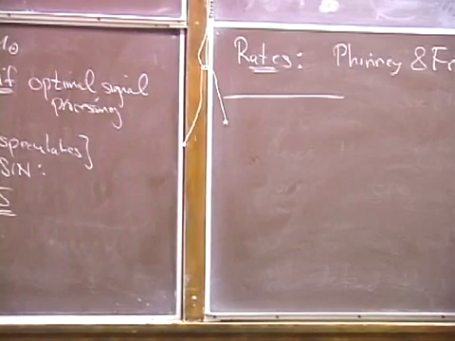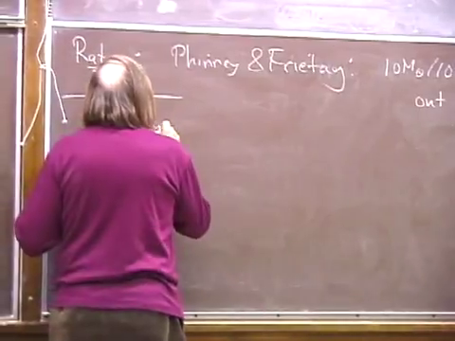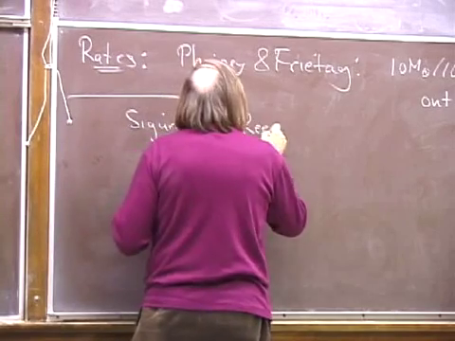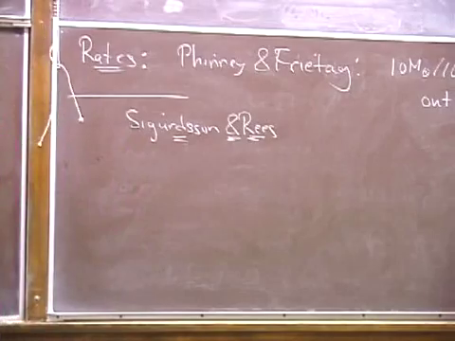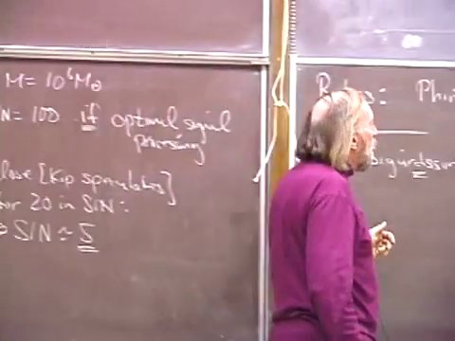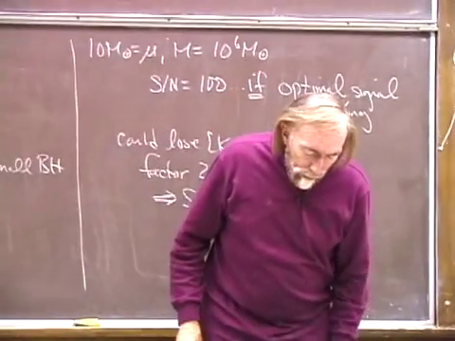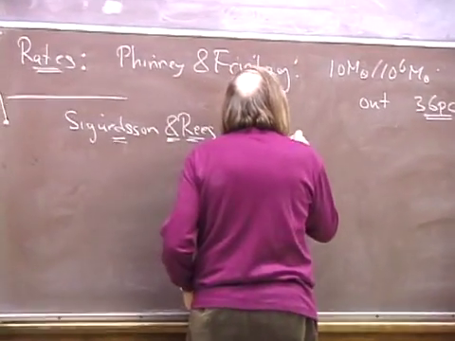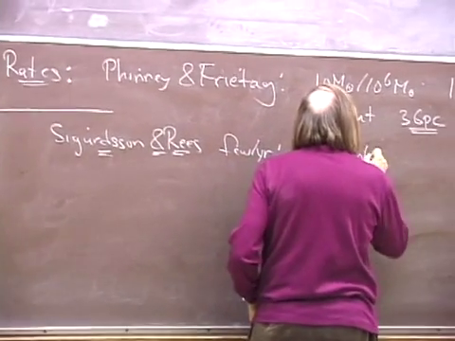No, so there are estimations by Sigurdsson and Rees, and I will give you references, earlier ones that do not rely on these simulations, but rely more heavily on observation than on the simulations. And they will give us a rate of a few per year for neutron stars going into 10 to the 6 solar mass black holes.